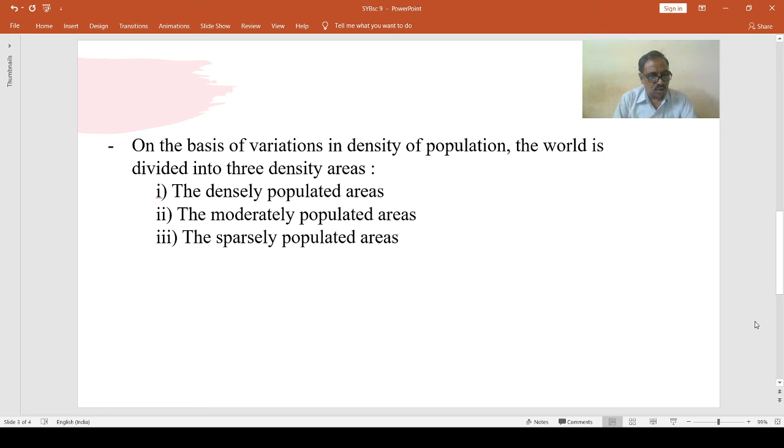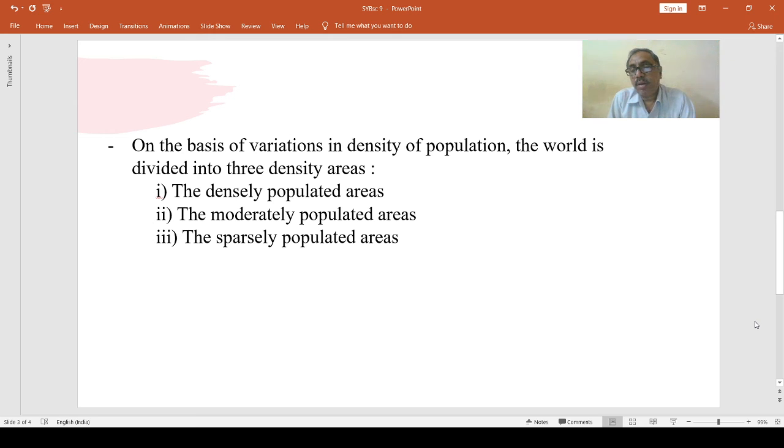Mountainous regions have sparse population due to steep slope, thick forest, etc. These regions are unfavorable for human settlements.